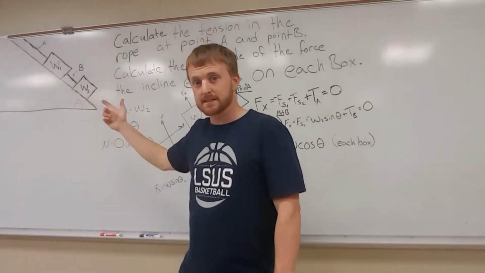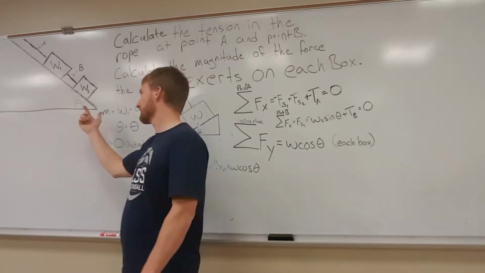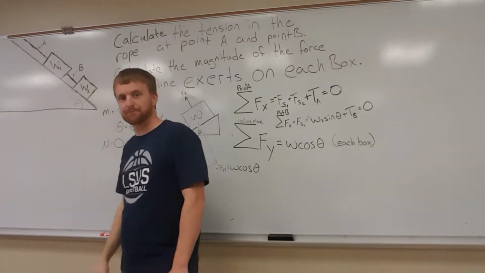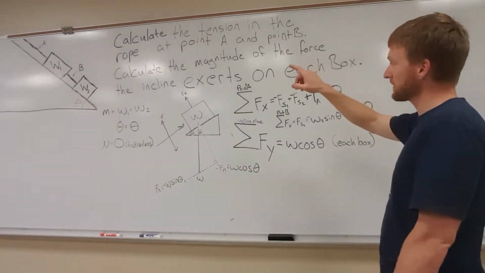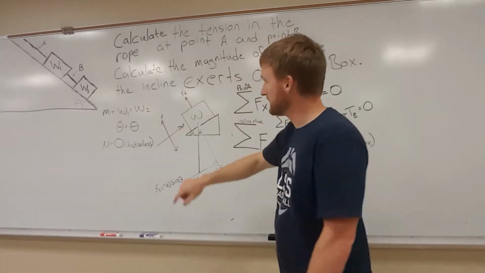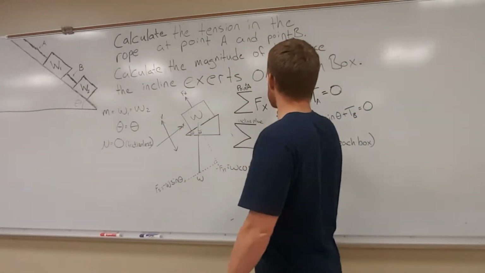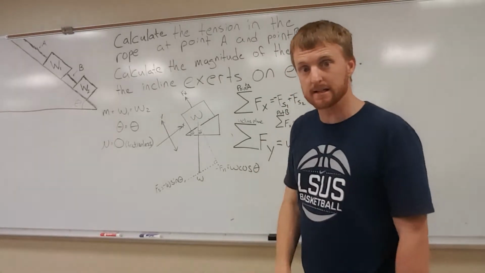The second mass and rope are in sequence with the first, meaning it's being held up by the first mass. And of course, the problem wants us to calculate the tension in the rope at point A, up there, and point B. And also calculate the magnitude of the force the incline exerts on each box.